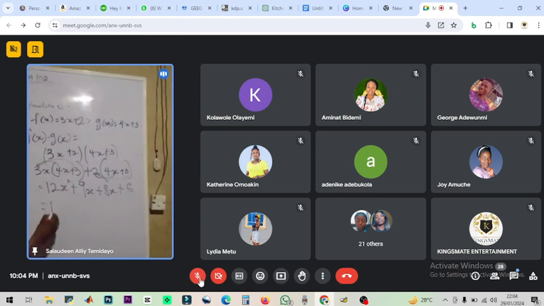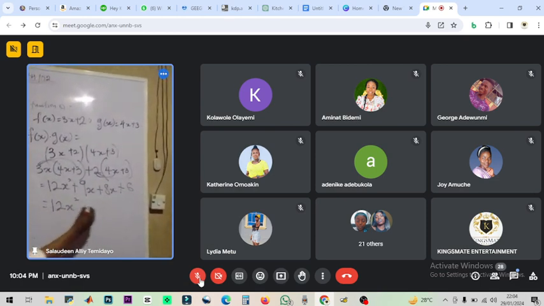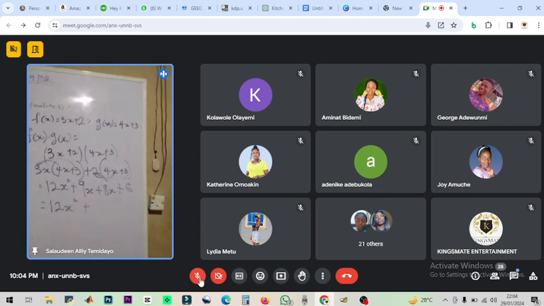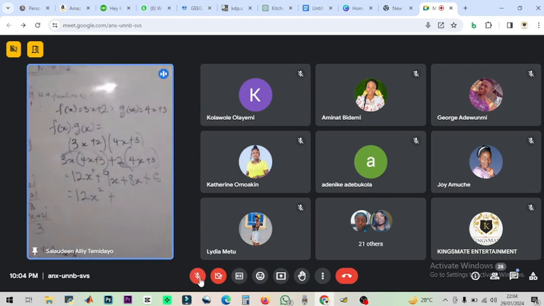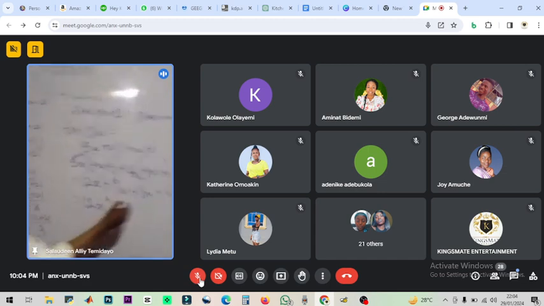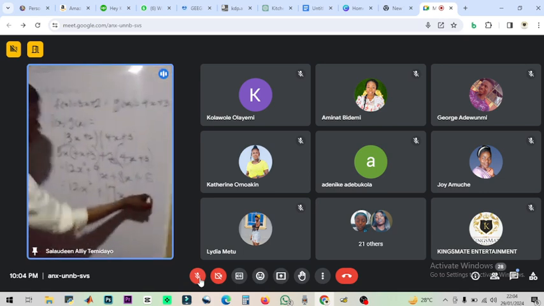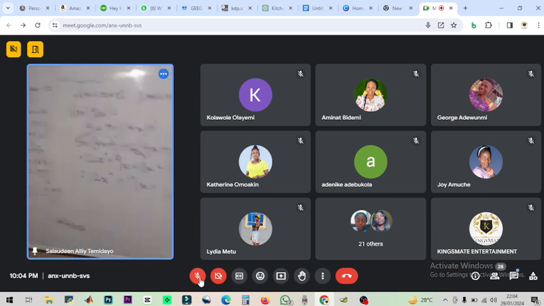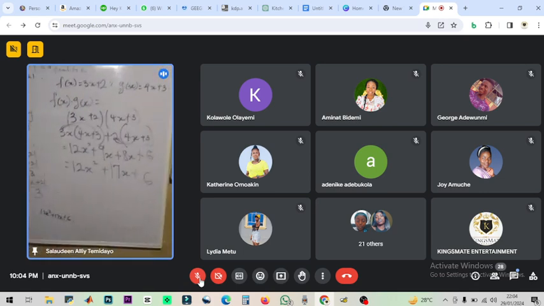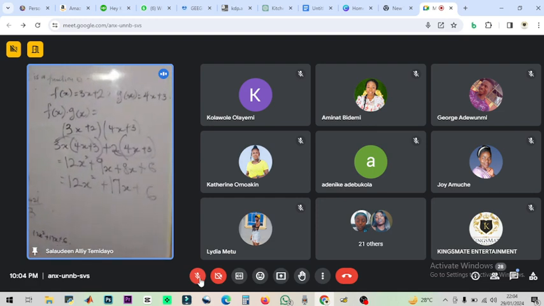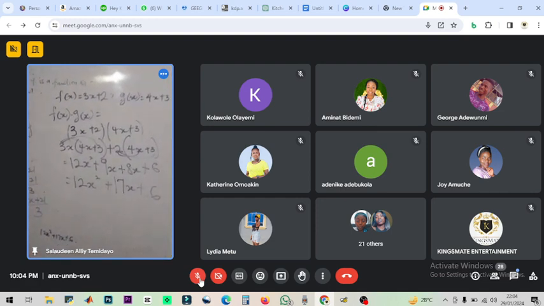So this is 12x squared plus 9x plus 8x, because they both have x behind them. So I'll definitely add them together. That is 17x. But 6 does not have x, so 6 is ordinarily 6. I don't know why it looks hard. It is too simple to be hard.